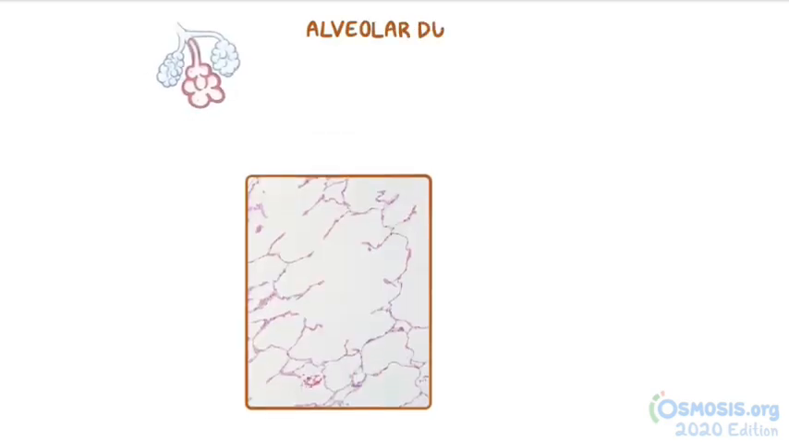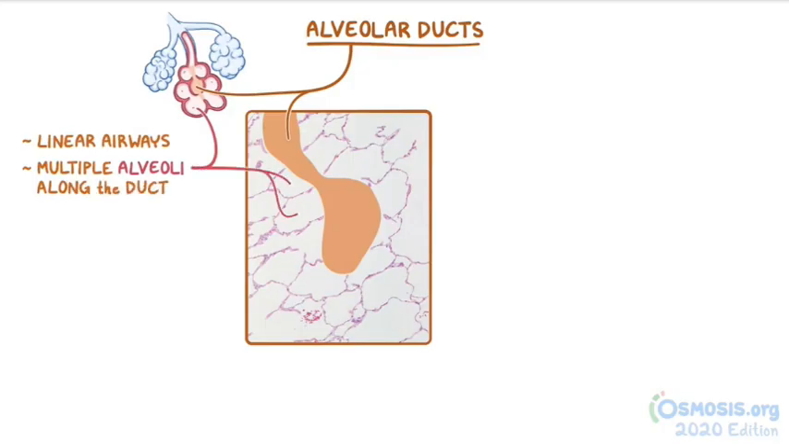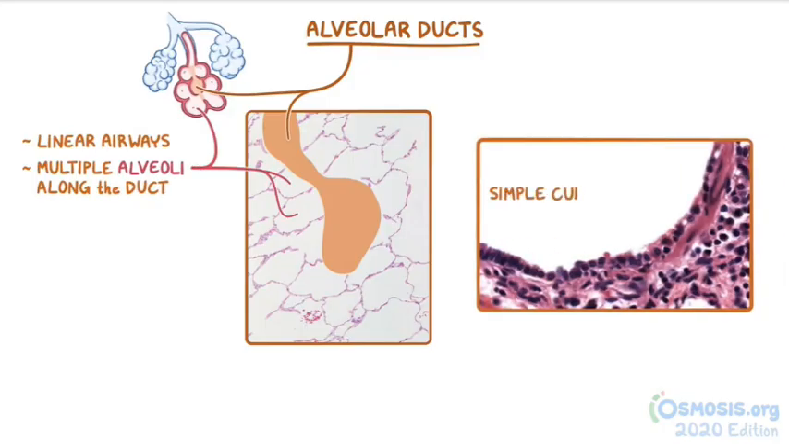Each respiratory bronchiole then branches further into alveolar ducts. Alveolar ducts are linear airways that lead to many alveoli that line the duct, with occasional regions that are lined with simple cuboidal epithelium. The alveolar ducts are also the most distal portion of the respiratory system to still contain smooth muscle around the epithelium.